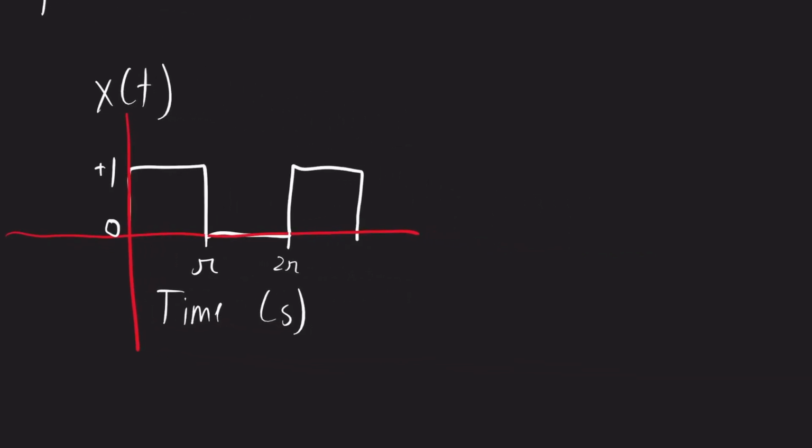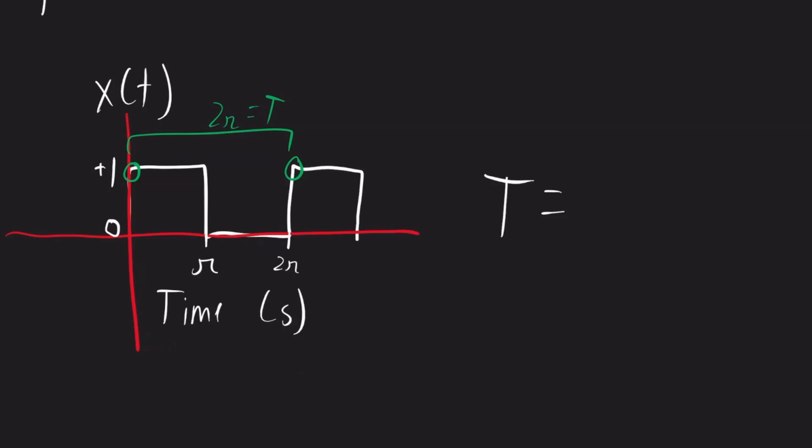The first step is always to determine what the period of the signal is, and the period is when the signal starts to repeat itself. So as we see, this first square pulse starts at t equals 0, it drops down at t equals pi, and then the next one starts at t equals 2 pi. So the signal repeats itself every 2 pi seconds.